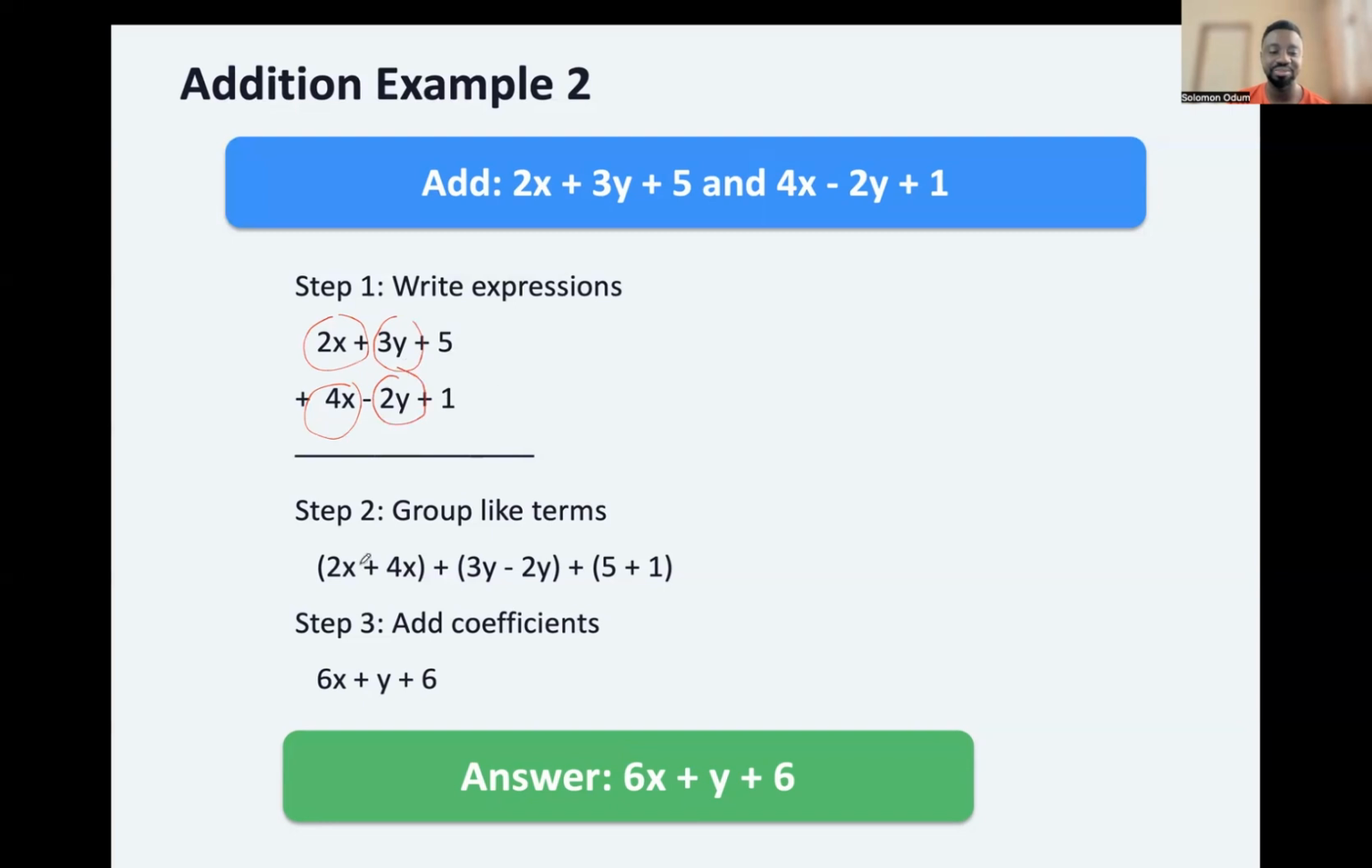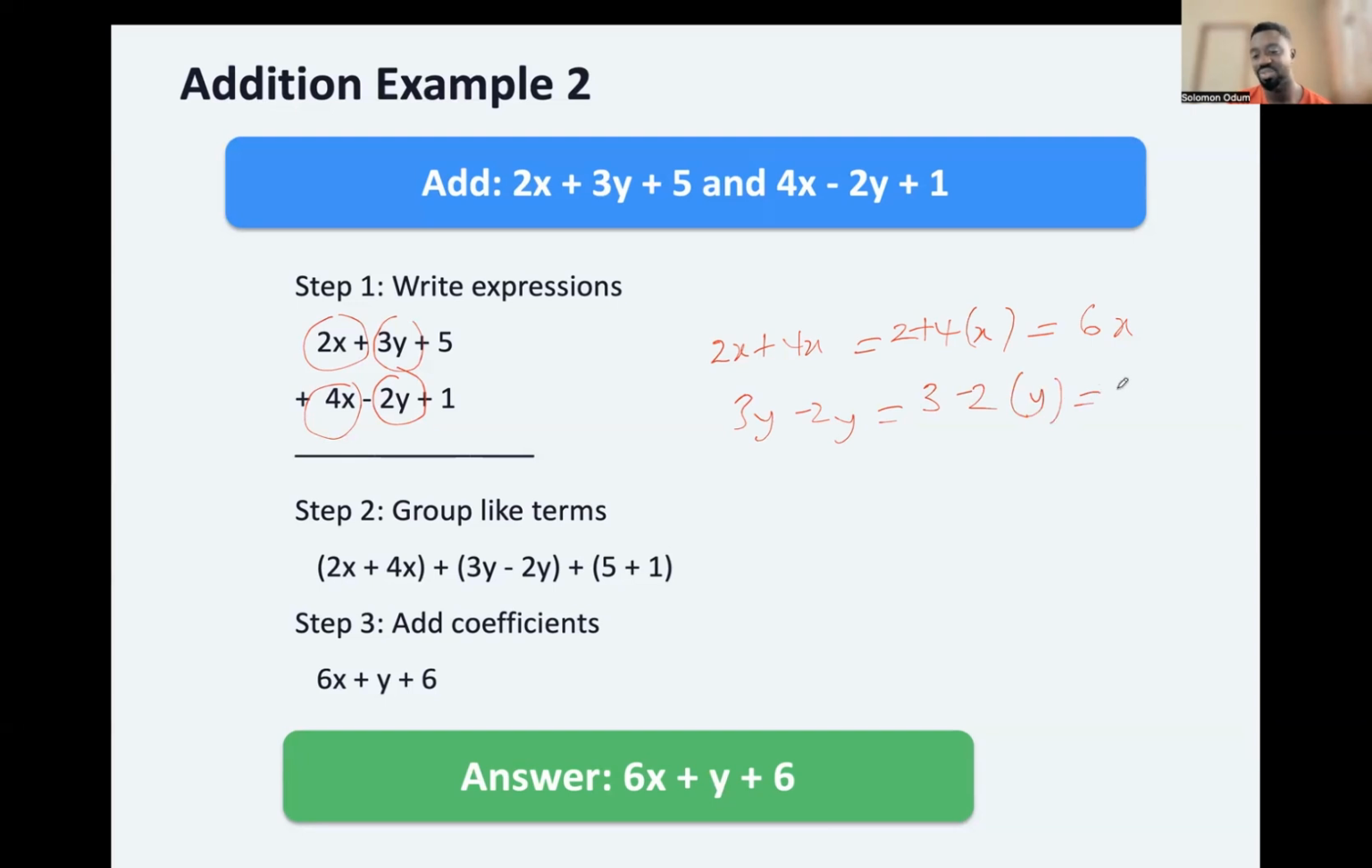Now the constants. So if I come up with the bracket, 2x adding 4x, plus 3y, we have the sign here to be minus 2y, plus 5 plus 1. In this one, we add the coefficients. 2x plus 4x, that is 2 plus 4 in bracket x, which is 6x. Then 3y minus 2y, we add the coefficients, which is 3 minus 2, and y.